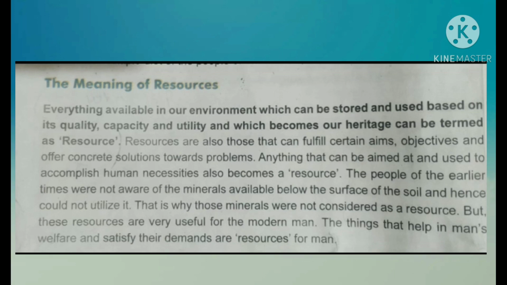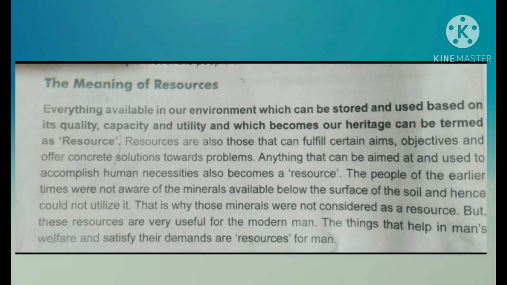So they are the human necessities. So the resources also fill the human necessities. The people of the earlier times were not aware of the minerals available below the surface of the soil and hence could not utilize them. So what is the reason?